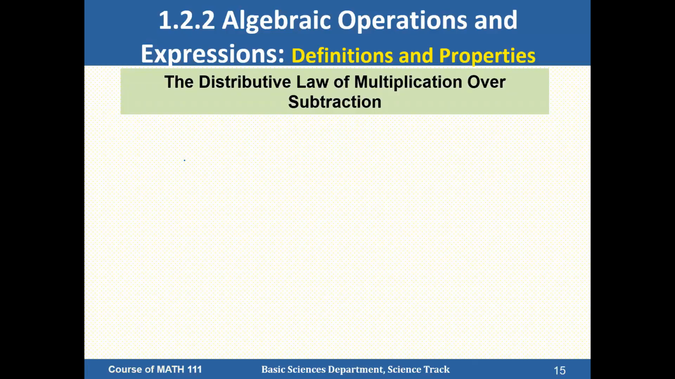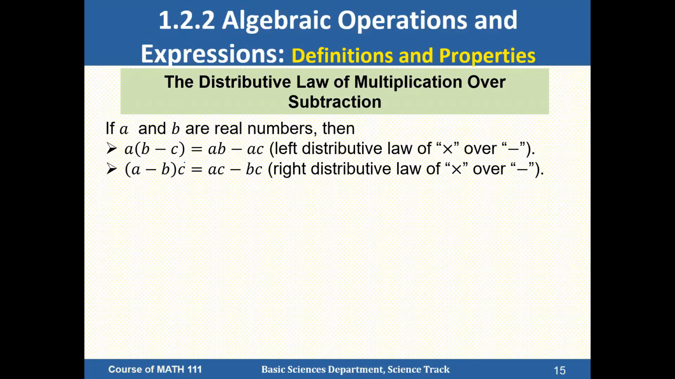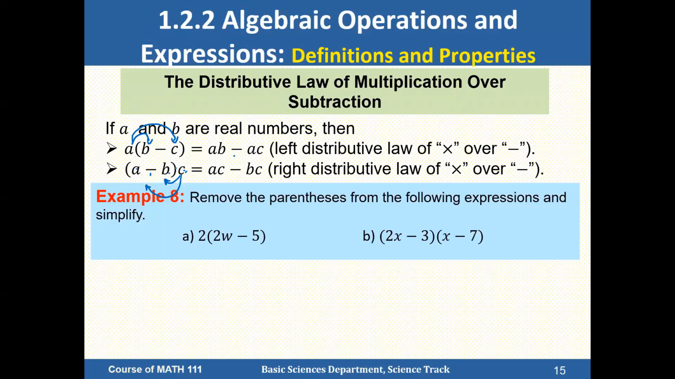Distribution. Same as we said for addition, it is valid for subtraction. So we can distribute multiplication over subtraction: AB minus AC, AC minus BC. So I can distribute and remove parentheses. Here we distribute: 2 times 2W gives 4W, 2 times minus 5 is minus, 2 times 5 is 10.